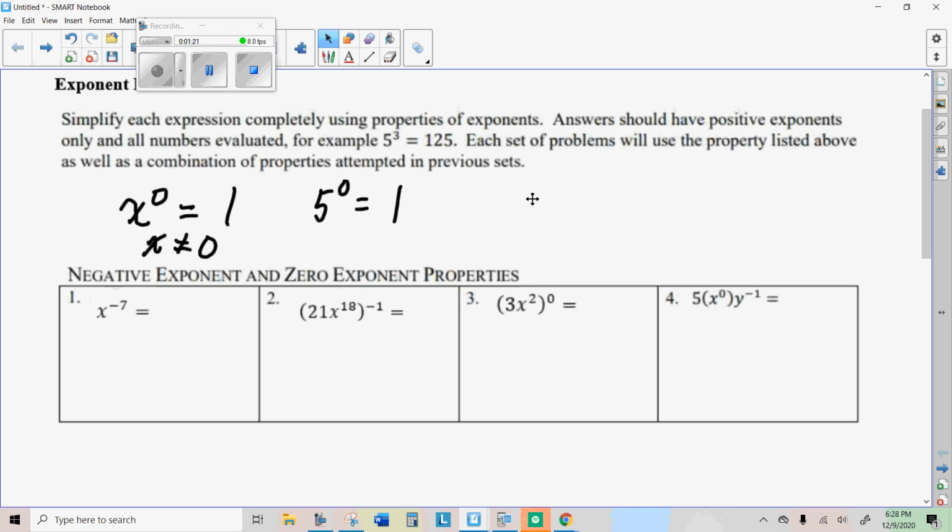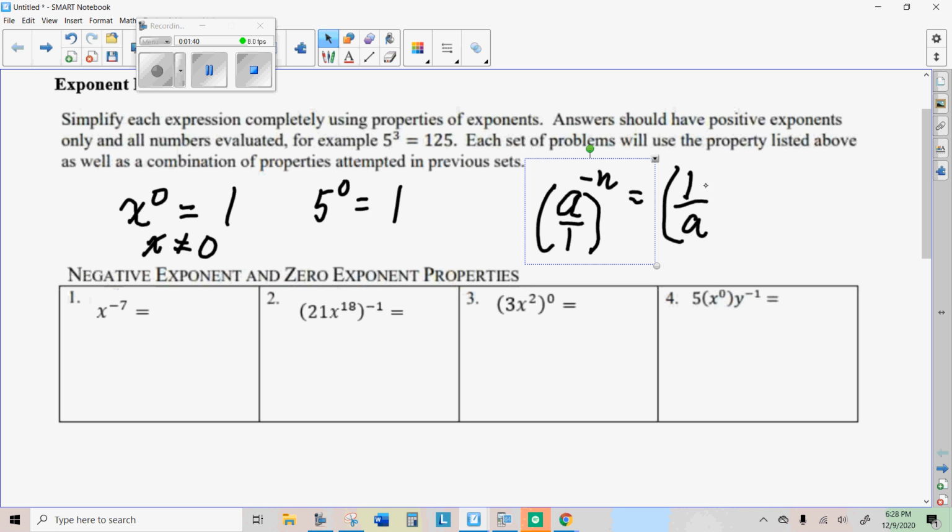All right, and then the other property here is the negative powers. Here's how you deal with negative powers. So let's say you have some number with a negative power on it. All you do is flip that. So 1 over a, and then it has a positive power. And since the numerator is 1, and 1 to any power is just 1, you're going to get just 1 over a.